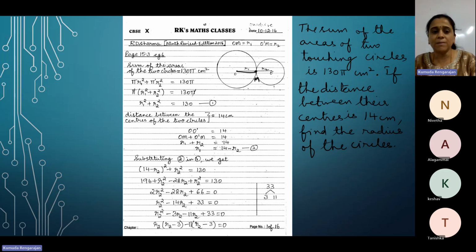The sum of the areas of the two circles is 130 pi. That means pi R1 square plus pi R2 square is equal to 130 pi. All right, that's one equation.